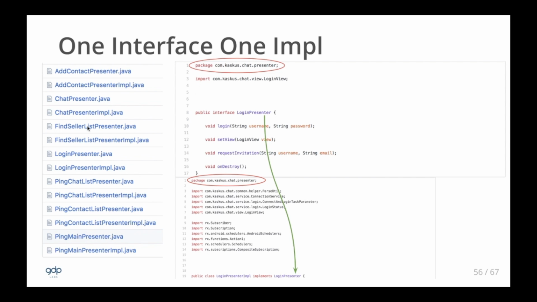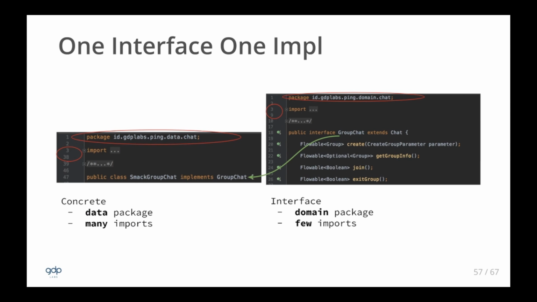It happened on KASKUS Chat on our first iteration. Now, is it overkill? Well, the answer is no. It's not overkill to have one interface and one implementation. However, if they are on the same package, you might want to revisit your dependency diagram. This is our second and third iteration. Our interface group chat is only implemented in one class, that is Smack Group Chat. So it's one interface, one implementation. But now they are in different package. The interface is in domain layer, while the implementation is in data layer.